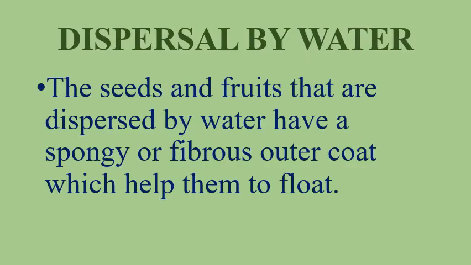Next, we have seeds dispersed by water. Now, the seeds and fruits that are dispersed by water have a spongy or a fibrous outer coat which makes it easy for them to float. I am going to give you examples of three different plants which disperse their seeds by water.